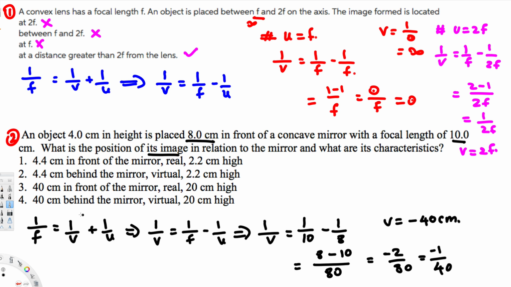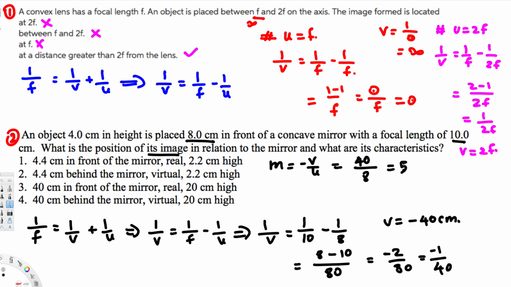So from this one, we already know the answer is going to be the fourth one. Now they are also asking for the height. Let's see whether this height is also true. To find that out, we have to find the magnification, right? To find the magnification, we use this formula, that is m is equal to negative v over u. So here we have v, that is negative 40. So negative, negative, that's only positive 40, right? Positive 40 over u. u is the object distance, that's 8. And the magnification is going to be 5.